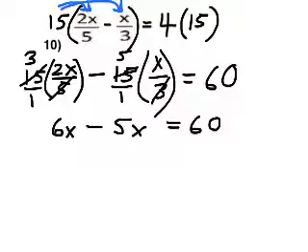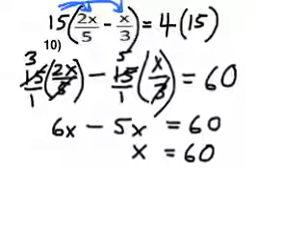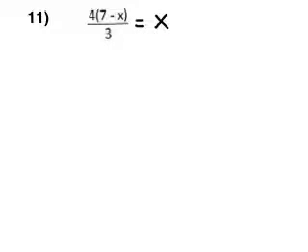Alright, so now we just combine 6x and a negative 5x, and we have x. 1x or just x. X equals 60. I'll leave the check to you. Substitute the 60 into the original equation. The original equation was 2x divided by 5 minus x divided by 3 equals 4. Number 11. 4 times 7 minus x divided by 3 equals x.